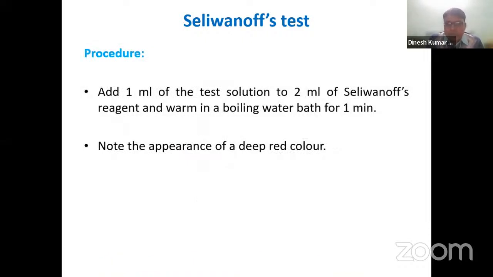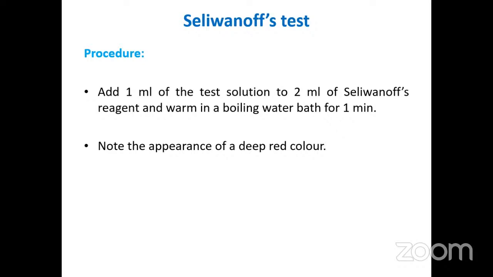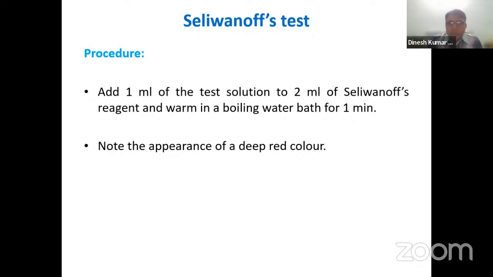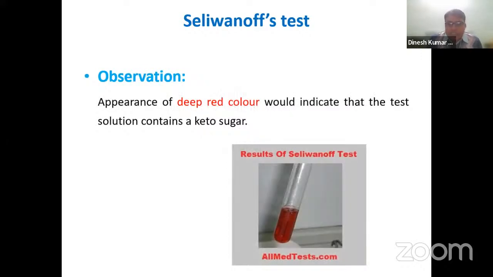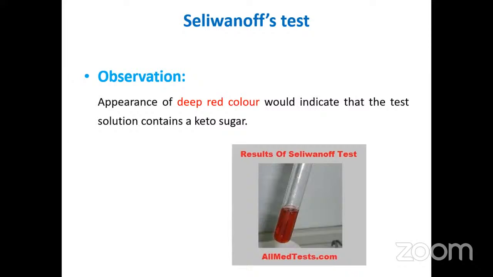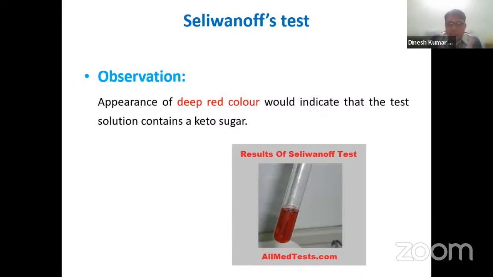So add 1 ml of test solution to 2 ml of Seliwanoff's reagent and warm in a boiling water bath for 1 minute. And note the appearance of a deep red color. So sugars like fructose will give this type of color. And if it is not, then it will not show this red color, as with glucose or the aldose sugars.